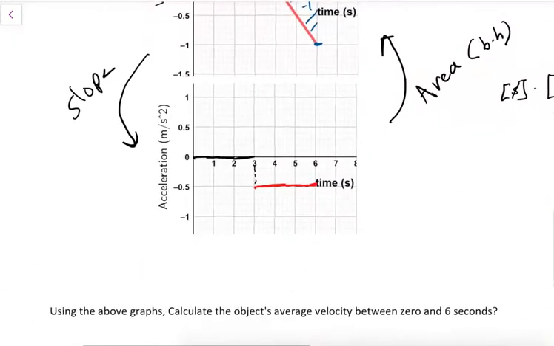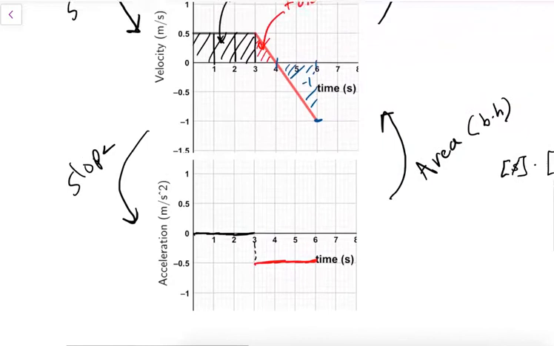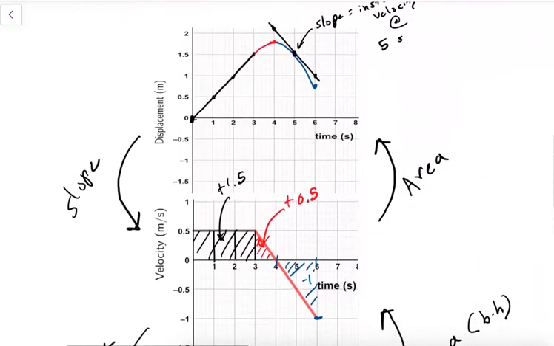The question I have, though, is: using the above graphs, calculate the object's average velocity between 0 and 6 seconds. So using these graphs, which one would you use? And try to find the average velocity. Pause this video, solve it, and I'll have it done as well.